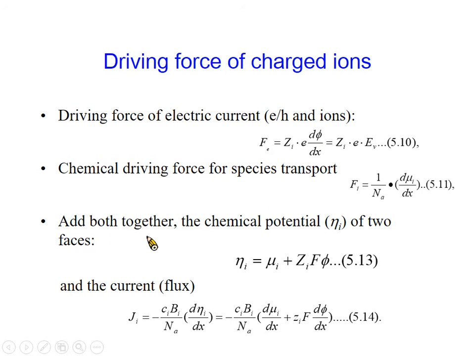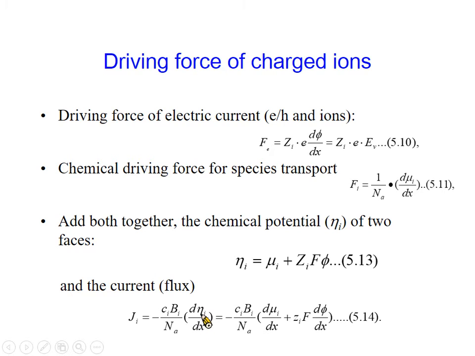So we can put both together. Then the chemical potential of the two phases can be written like this. This is the potential, and it can also be explained by the voltage that we apply by those two driving forces, either the electric or the chemical. We put both together, and the unit of this is voltage, and the current, which means the flux, will be driven from this. This is the voltage that we apply.